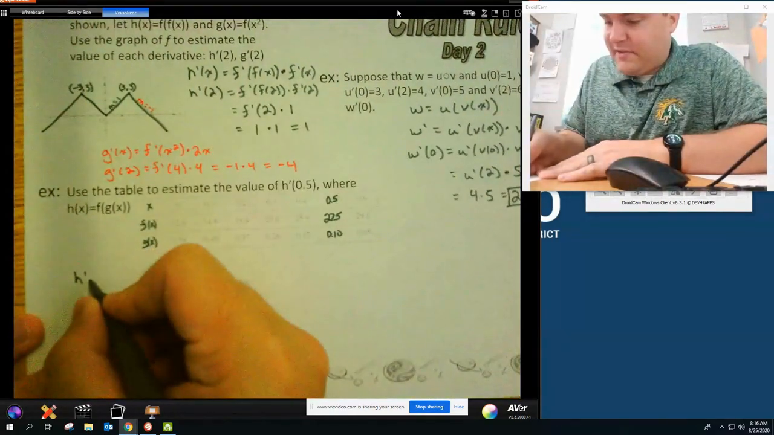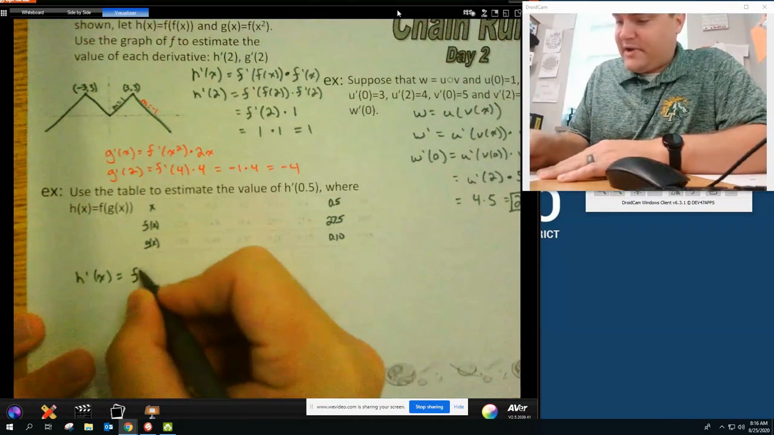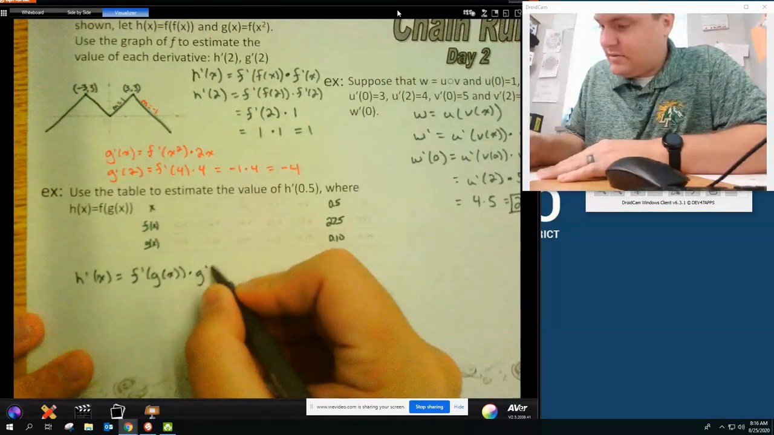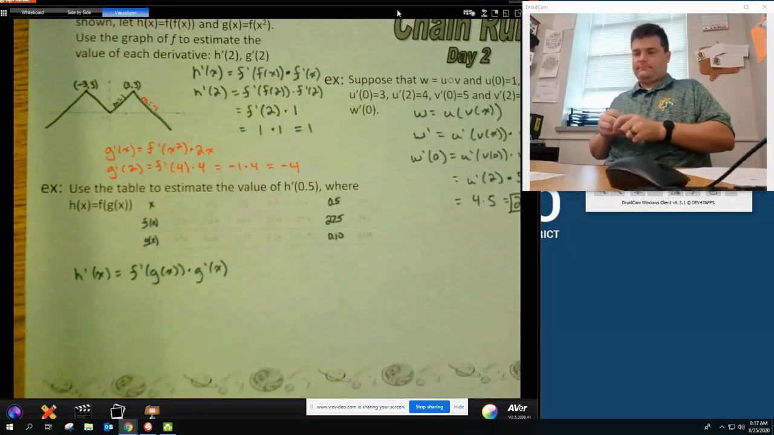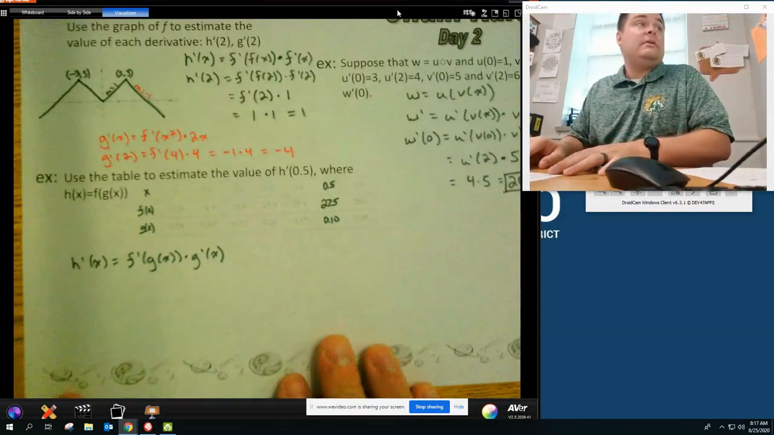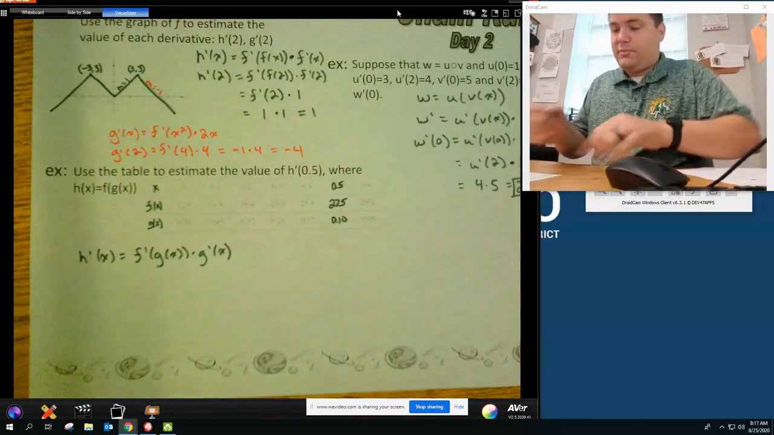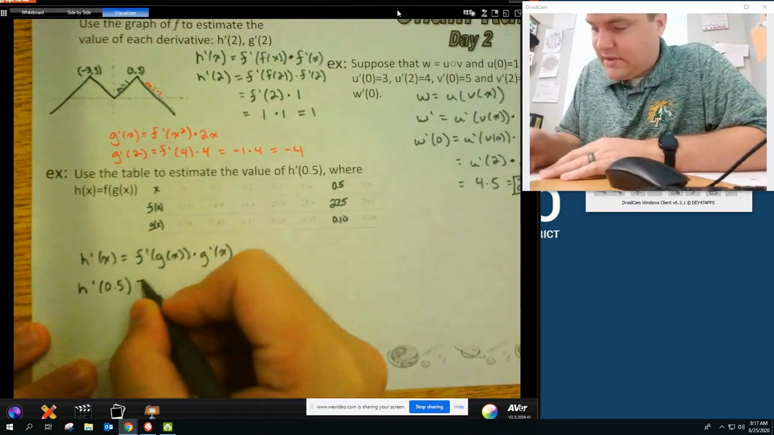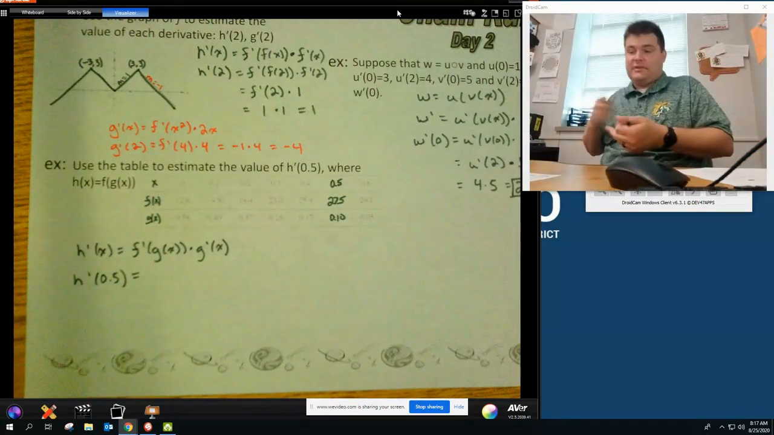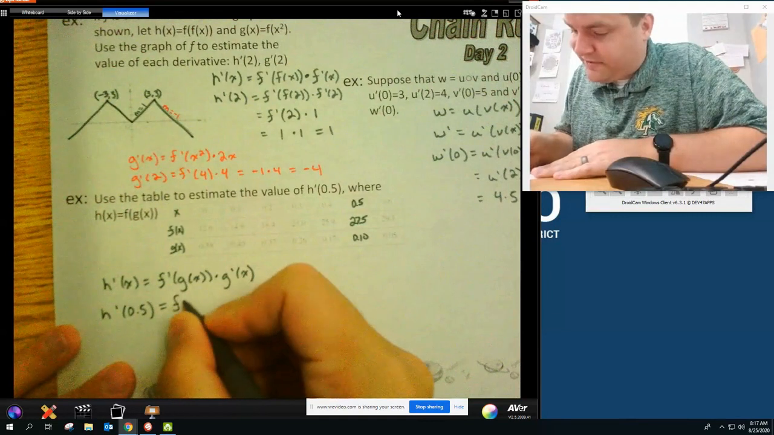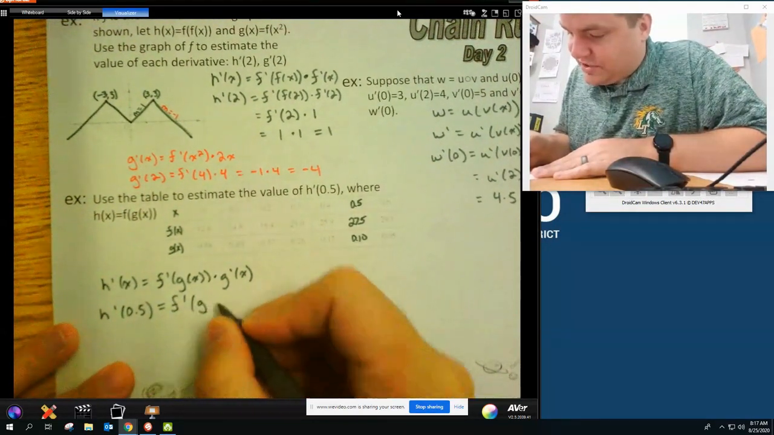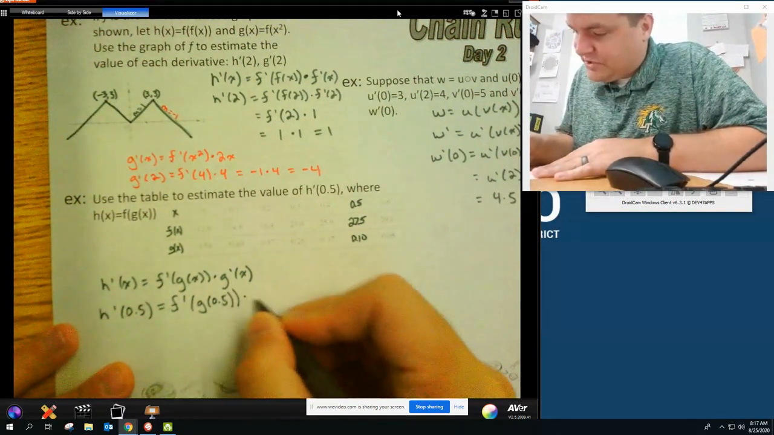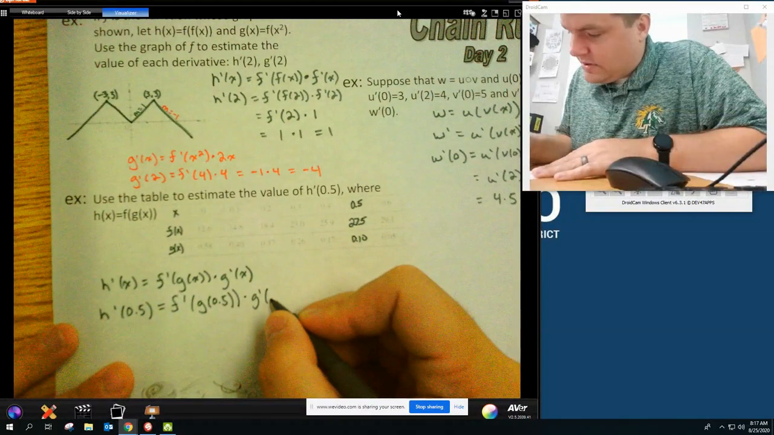So h prime of x is going to be f prime of g of x times the derivative of the inside. Okay. So now I need to do this with 0.5. So h prime of 0.5. And this is an approximation because I'm not going to have all of these values, and you'll see what we do in just a moment here. So f prime of g of 0.5 times g prime of 0.5.